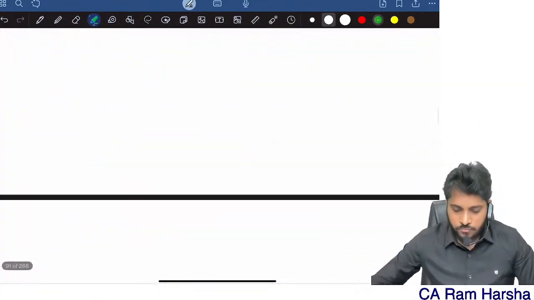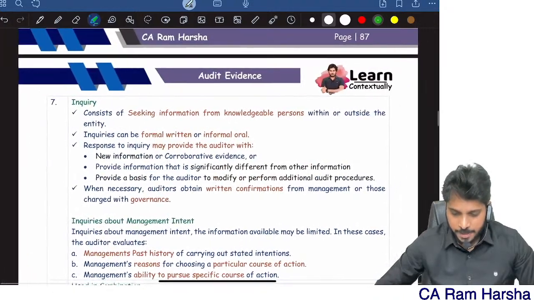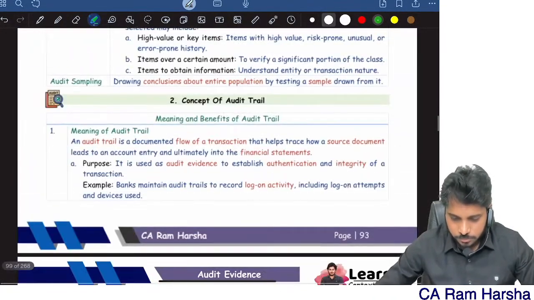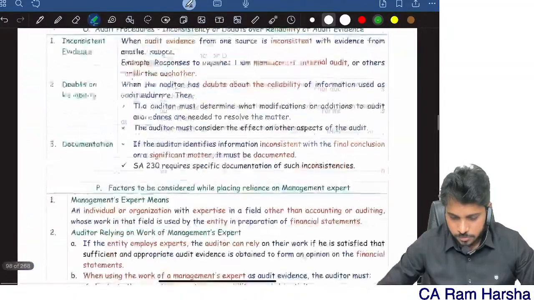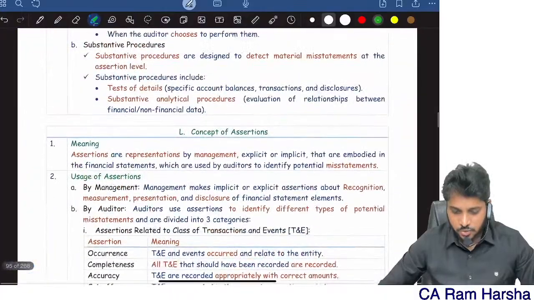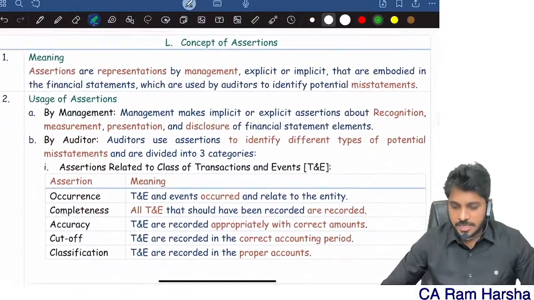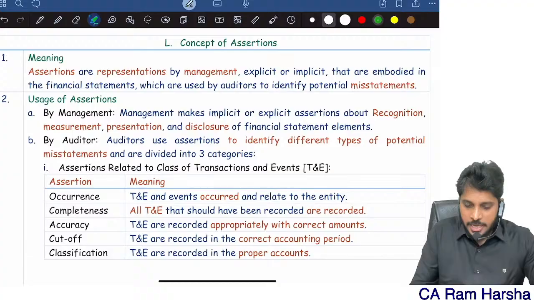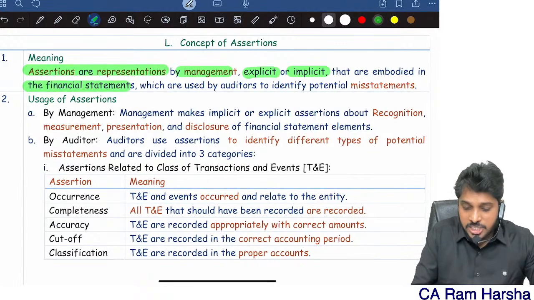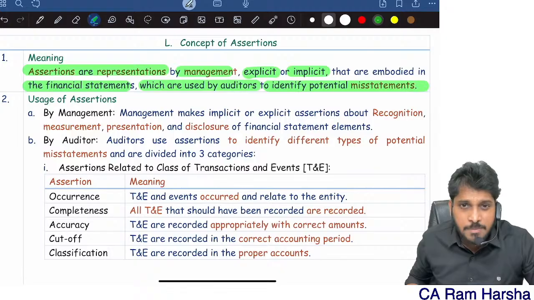So in this, we have something called assertion. Assertion means what? Concept of assertion. Very simple. Assertions are nothing but representations by management. They may be explicit assertions or implicit assertions, which are mentioned in financial statements and verified by the auditor to identify potential misstatement.